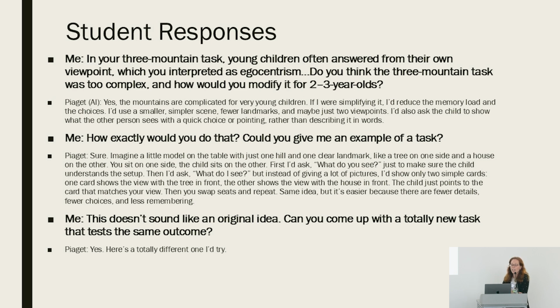In your 3 mountain task, young children often answered from their own viewpoint, which you interpreted as egocentric. Do you think this was too complex? How would you modify it for a 2 to 3-year-old? The chatbot gave some answer, and then the student pushed back a little bit. So they're like, how exactly would you do that? Can you give me an example of a task?